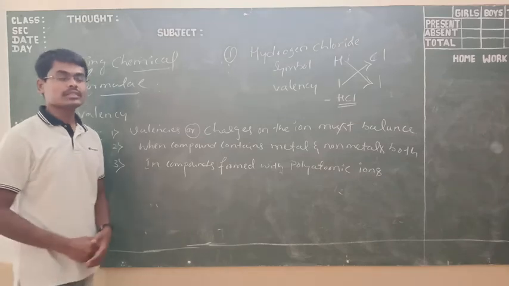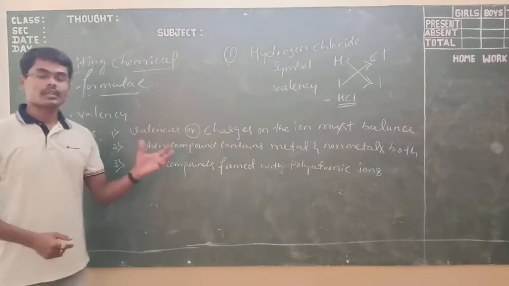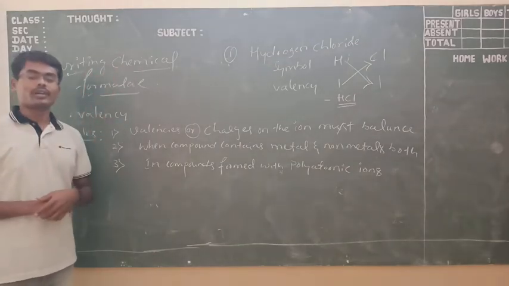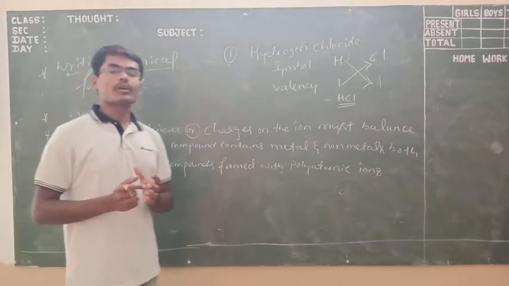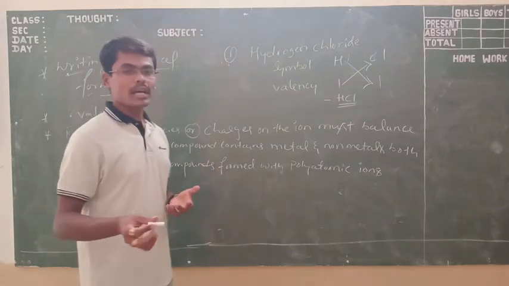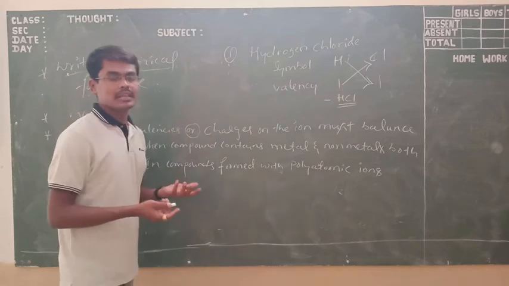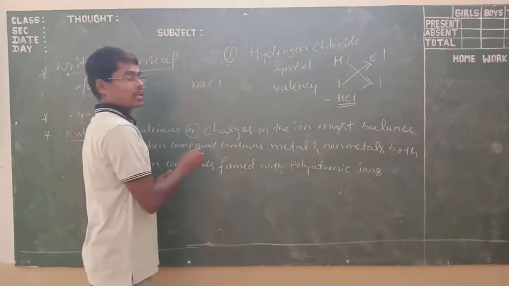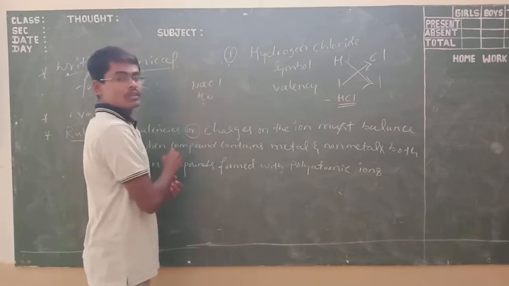Students, the next topic in this chapter is writing chemical formulae. How are you going to write a chemical formula? For example, we know there are so many elements and so many compounds. For example, I am going to write NaCl. I am going to write H2O.